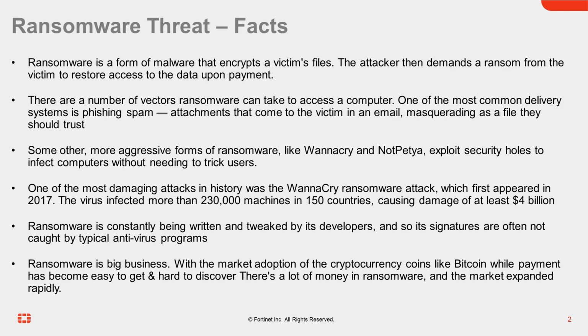Some other and more aggressive forms of ransomware, like WannaCry and NotPetya, exploit security holes to infect computers without needing to trick the users. One of the most damaging attacks in history was the WannaCry ransomware attack, which first appeared in 2017. The virus infected more than 230,000 machines in 150 countries, causing damage of at least $4 billion.